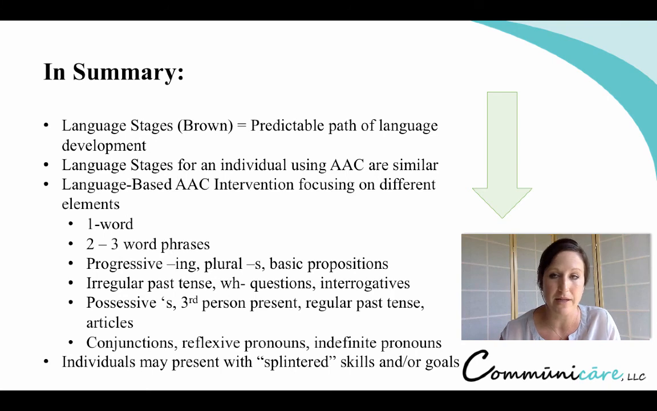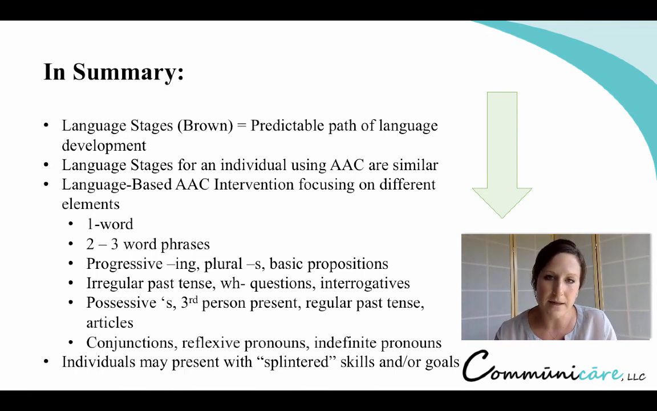At stage 3, we're really honing in on those morphemes, progressive ing, plural s, basic prepositions. Irregular past tense is at stage 4 and those WH questions. Stage 5, we have possessive s, third person present, and articles. And then really at our final stage, the conjunctions, reflexive, and indefinite pronouns.